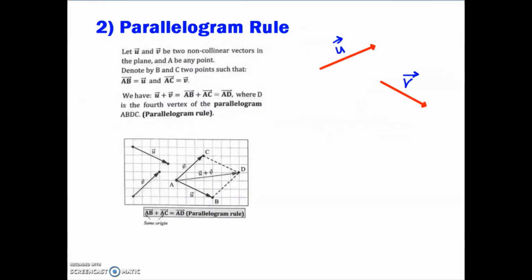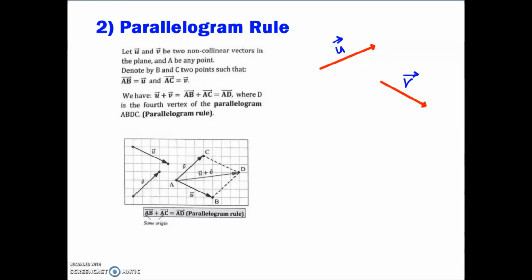The second way of adding vectors is using the parallelogram rule. We can use the parallelogram rule to add vectors that do not have the same direction. So consider here the two vectors u and v, same vectors that we had before, and now we are going to find the sum in a different way. The first way was by translating one of the vectors in such a way that the ending point or the extremity of the first is the origin of the second.